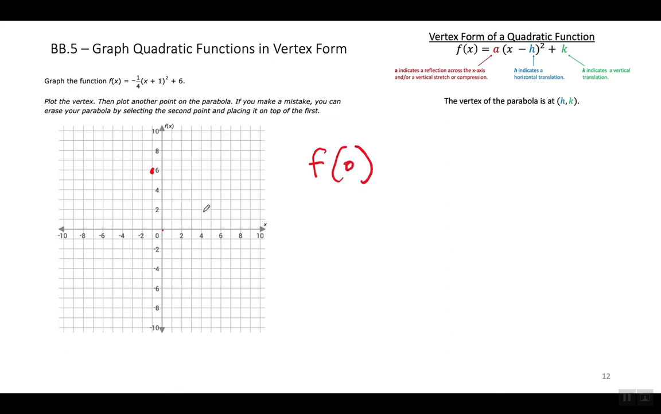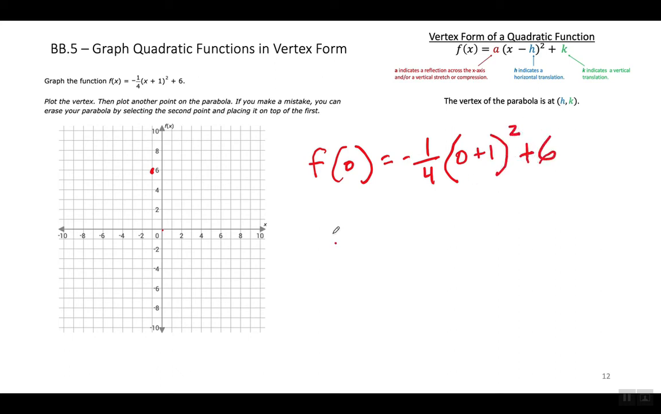Para encontrar otro punto en ese gráfico, voy a coger un valor para x cerca al vertex. Y el más fácil que está sería el 0. Alright, so if x is 0, si x es 0, I would have this. -1/4 times 0 plus 1 to the second power plus 6.